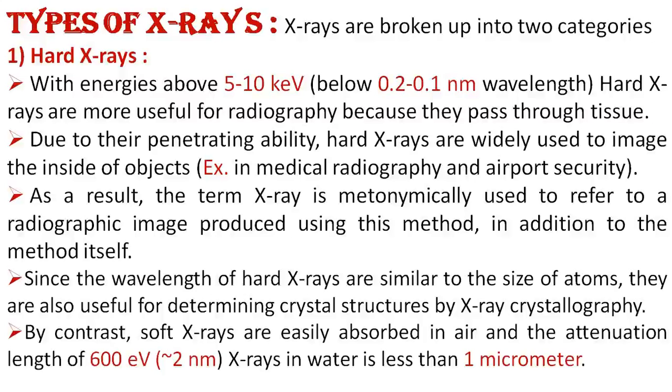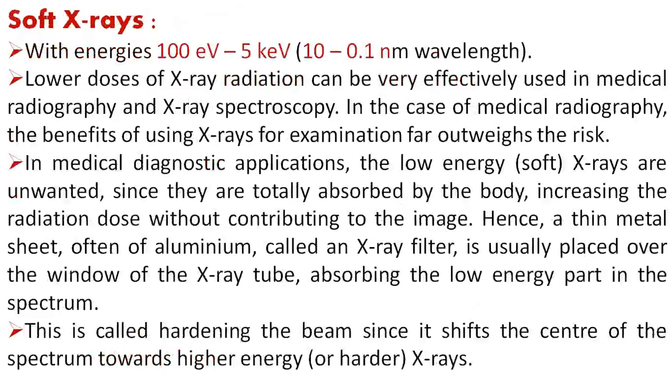By contrast, soft X-rays are easily absorbed in air. The attenuation length of 600 eV X-rays is equal to 2 nanometers in water, less than 1 micrometer. Next one is the soft X-ray with energy 100 eV to 5 keV. It is the 10 to 0.1 nanometer wavelength.